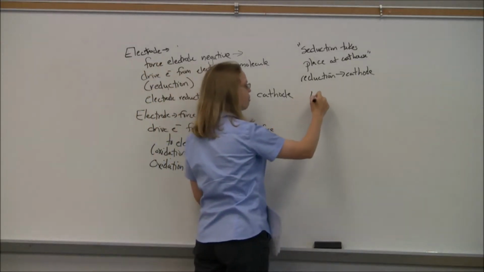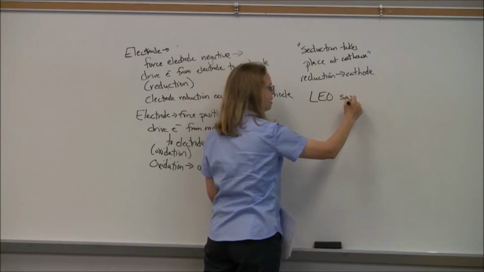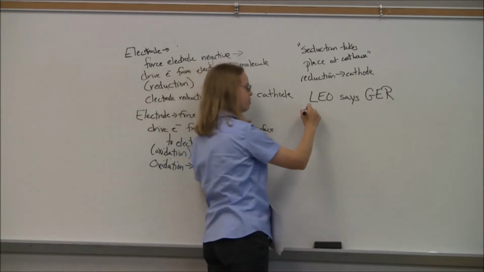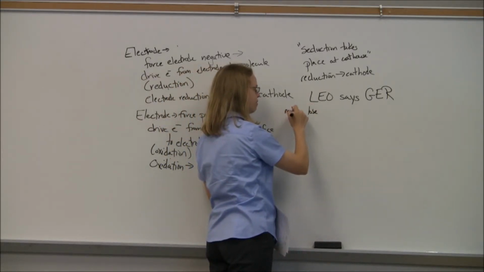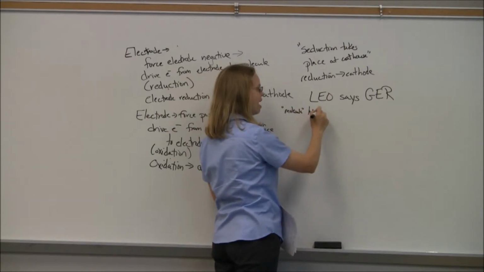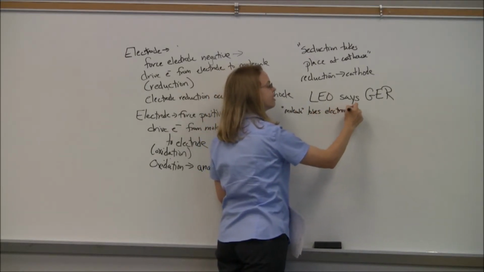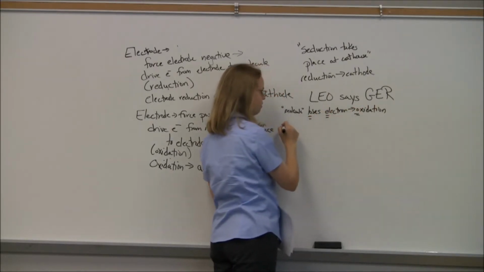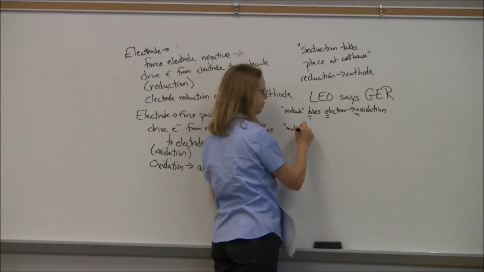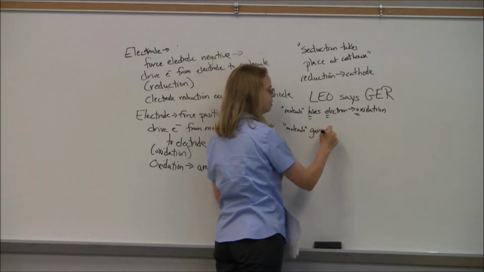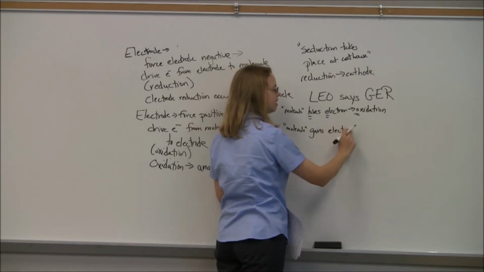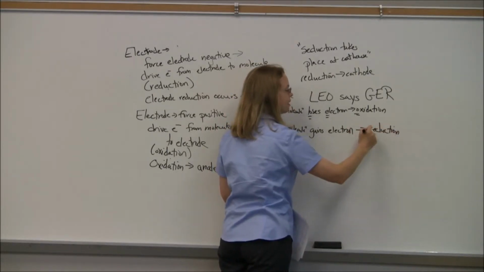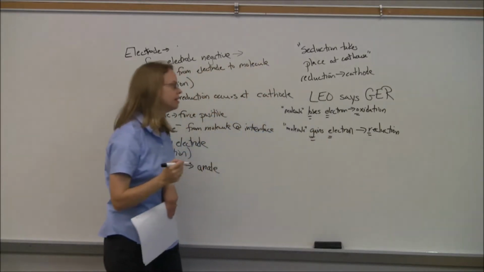The other one that I think is more popular is this one, which is LEO says GER. But you've got to define it, that's the only problem with this. If a molecule loses an electron, that's an oxidation. That's the LEO. And if a molecule gains an electron, that's a reduction. That's the GER part. So LEO says GER.